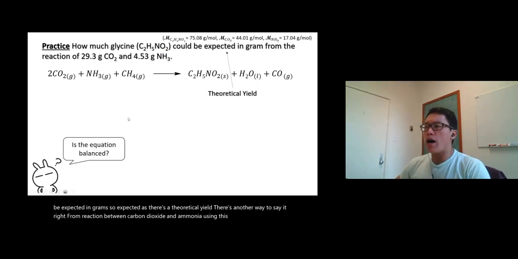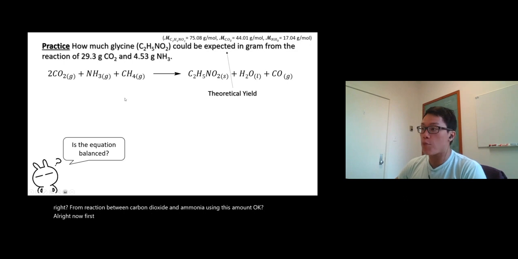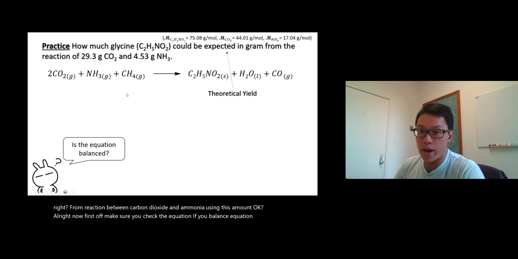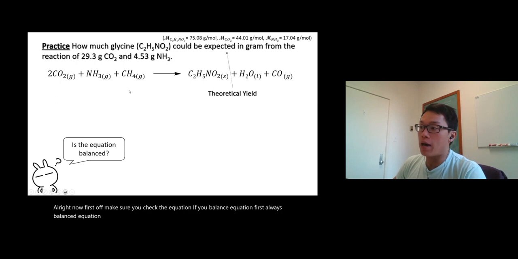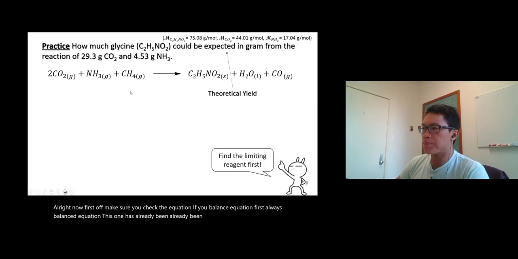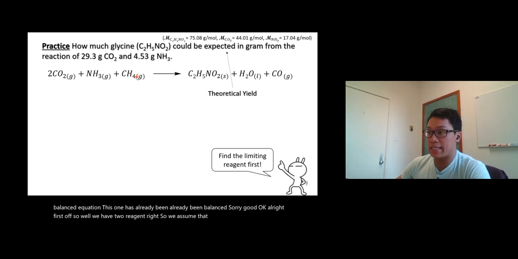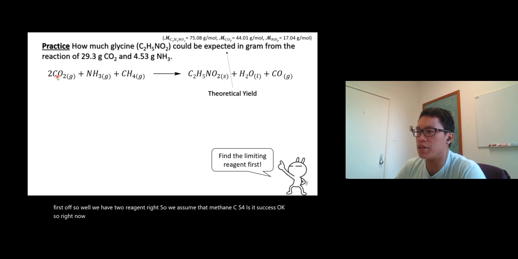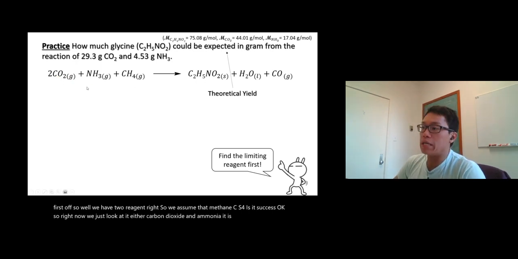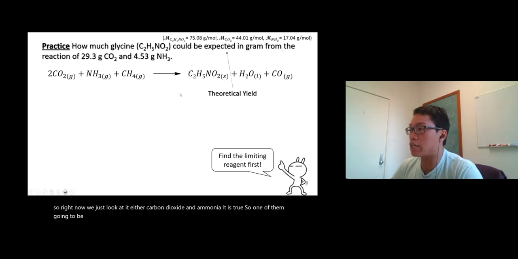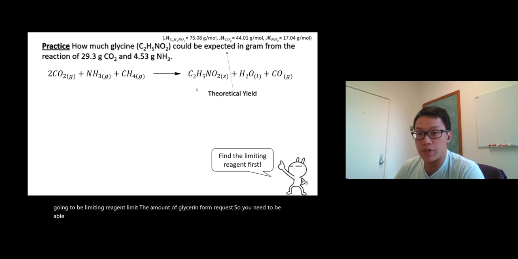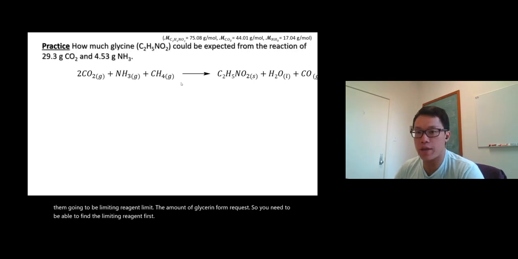Now, first off, make sure you check the equation. Always balance the equation first. This one has already been balanced, so you'll be good. First off, we have 2 reagents, right? So we assume that methane, CH4, is in excess. So right now we just look at carbon dioxide and ammonia, these 2. One of them is going to be a limiting reagent, limiting the amount of glycine formed. So you need to be able to find the limiting reagent first. All right, so let's do it together here.